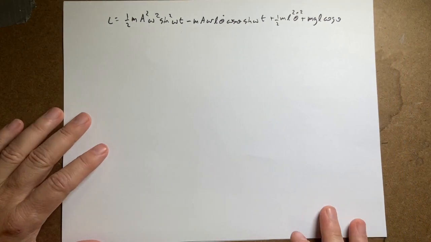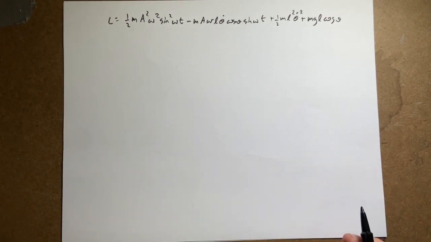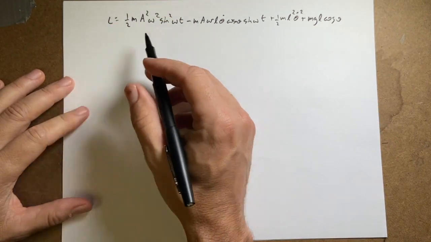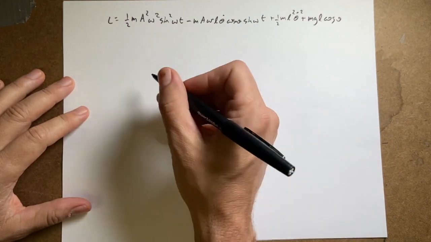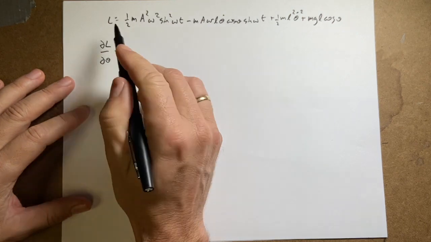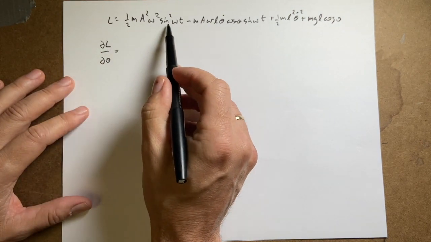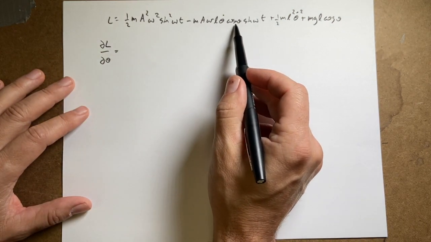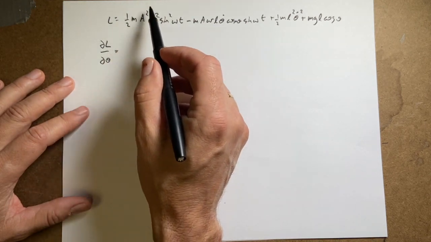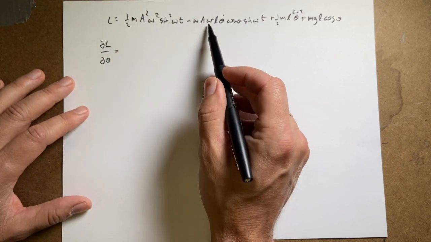Okay. Now I only have one variable, so it's not so bad. So we've got to find the partial of L with respect to theta, the partial of L with respect to theta dot, and then take the derivative of that. So partial of L with respect to theta. Let's do that first. I'm looking for thetas. There's one right there. So this is just a constant when I take the partial with respect to theta, so it's 0.